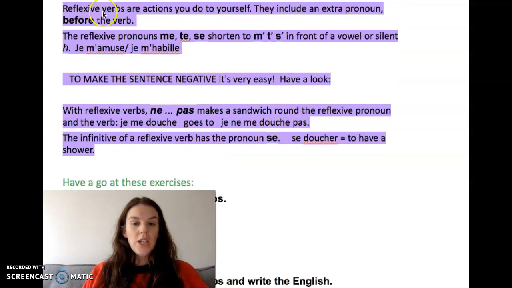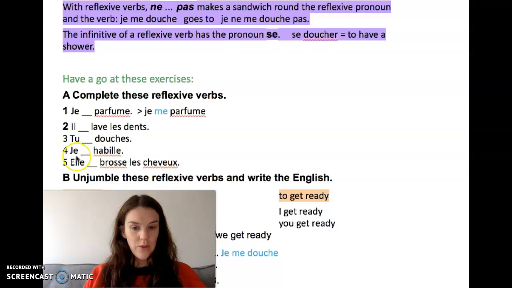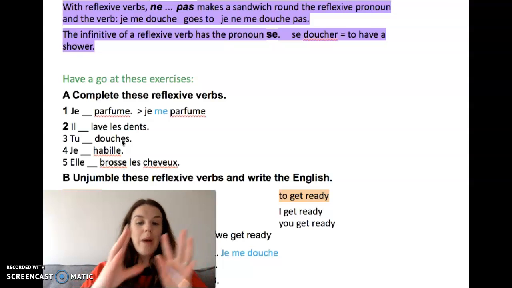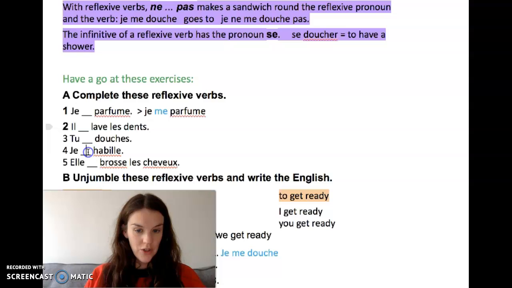And I just want to bring you to this point here, where it says the reflexive pronouns me, te, se, we shorten them to M apostrophe, T apostrophe, S apostrophe in front of a vowel or a silent H. And this is the one that confused a few people down here. So it wouldn't be je me habille, it would be je m'habille. So here we should have an M and an apostrophe. So je m'habille.